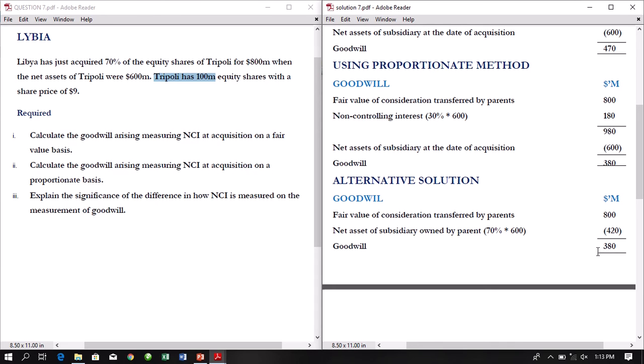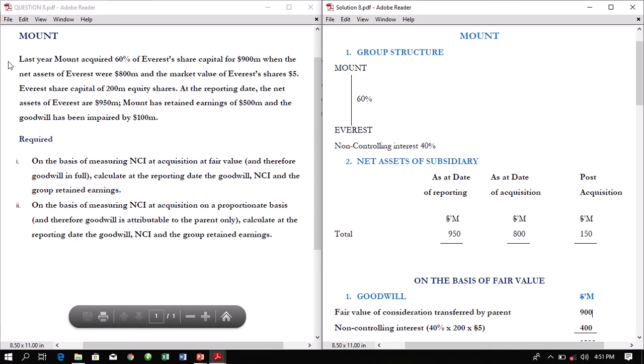So we will look at a more complex example in the next question. Question 2 says, Mount acquired 60% of Everest share capital for $900 million when the net asset of Everest were $800 million and the market value of Everest share was $5. Everest share capital is 200 million equity shares.